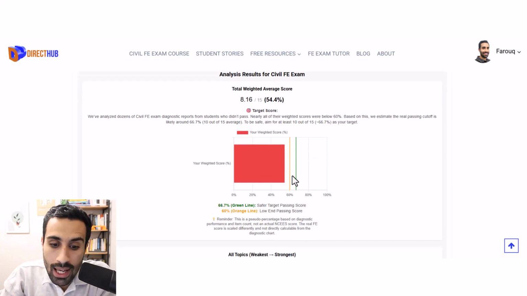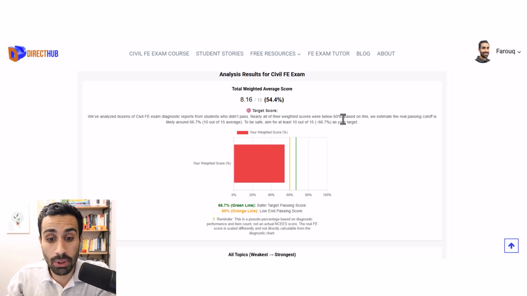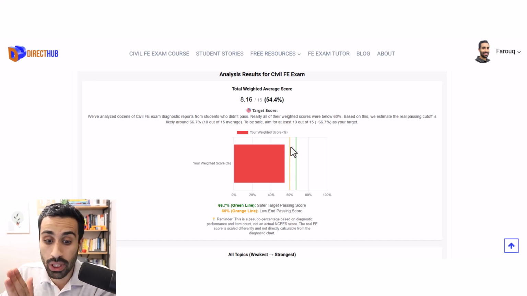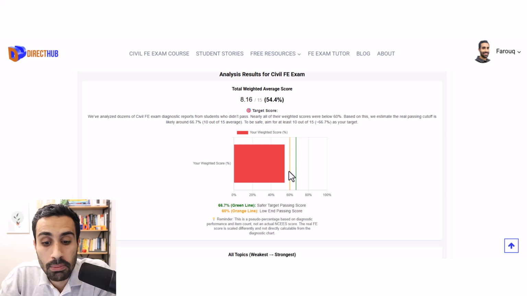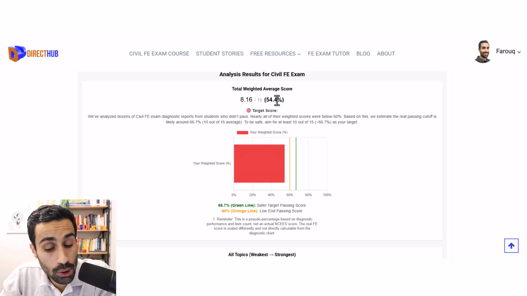At the same time, I want to tell you that the low passing end is 60%. Because, again, nearly all the weighted averages that I analyzed, a bunch of these, were below 60% for failing diagnostic reports for the civil FE exam. So with that said, we want to be above 60%. 66.7 is great to be very on the safe side. But here, let's say 60% is our minimum passing mark that we have to hit. In this case, we didn't meet it.